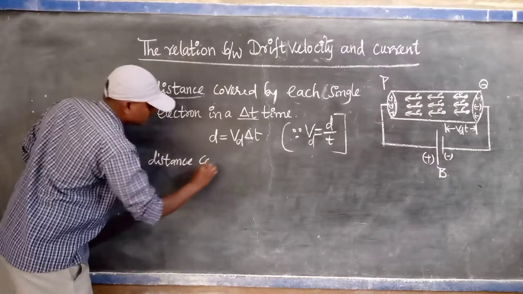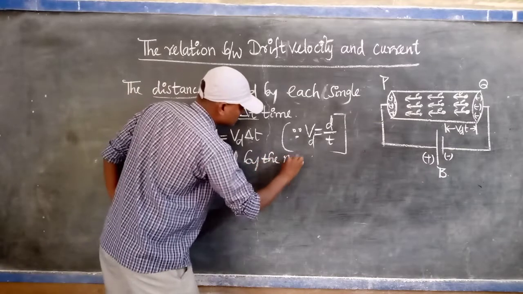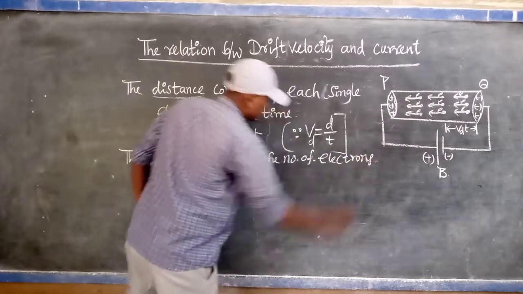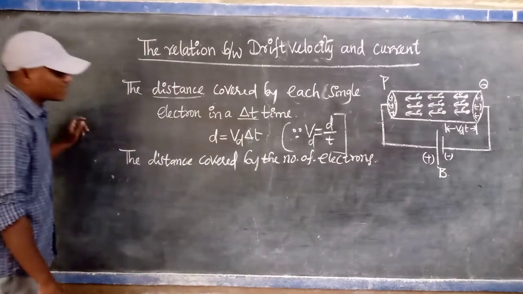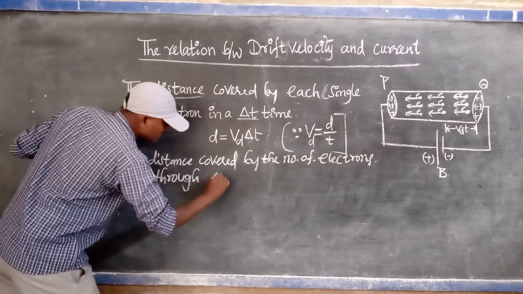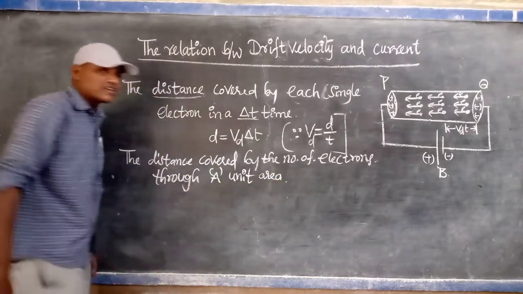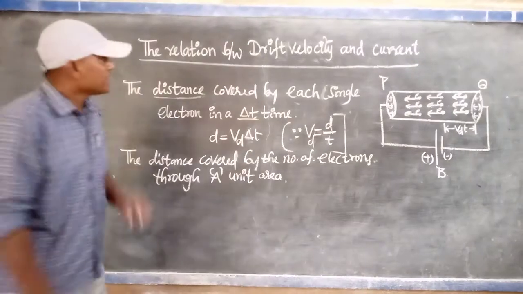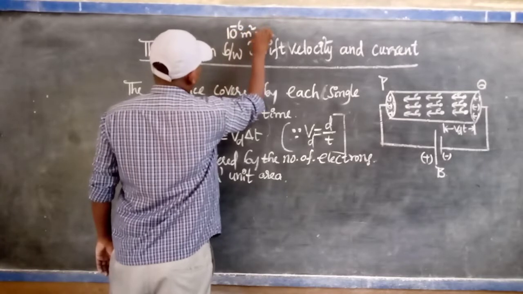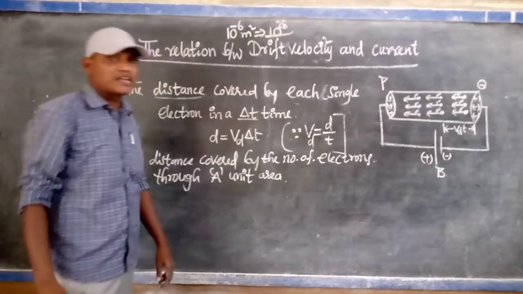The distance covered by the number of electrons through a unit area. We know that very clearly. In our previous video I said that very clearly: in a 10 power minus 6 meter square unit area, nearly 10 power 28 free electrons are there, 8.5.